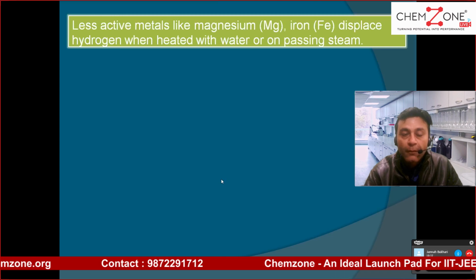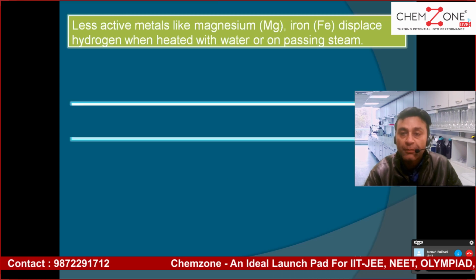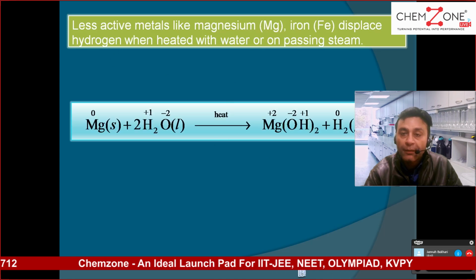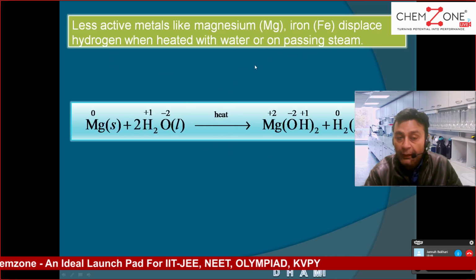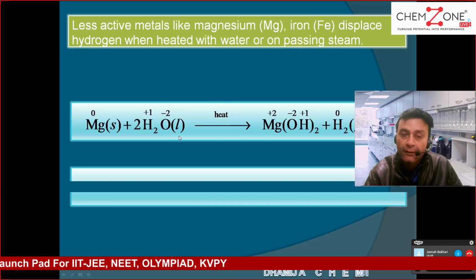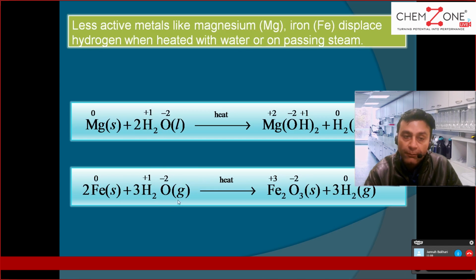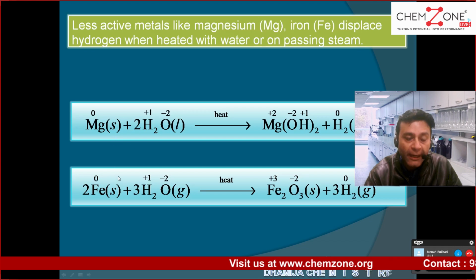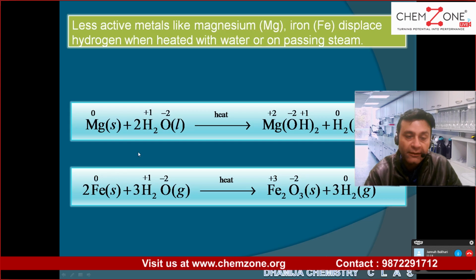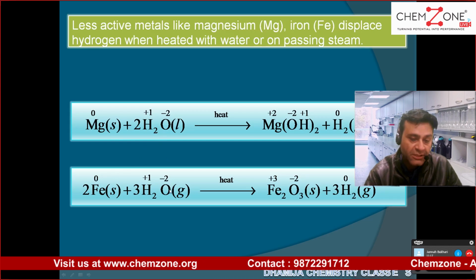Now, less reactive metals like magnesium and iron displace hydrogen on passing steam, not in the presence of cold water, but in the presence of steam. In hot water, like here, the water is hot, and with the iron the water is in the gas state, in steam form, because magnesium and iron are less reactive as compared to sodium, potassium or calcium. Those react in cold conditions also, but magnesium and iron, which are comparatively less reactive, react in heated water or on passing steam.